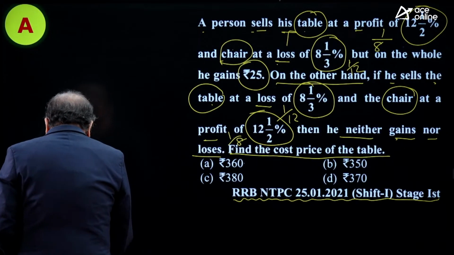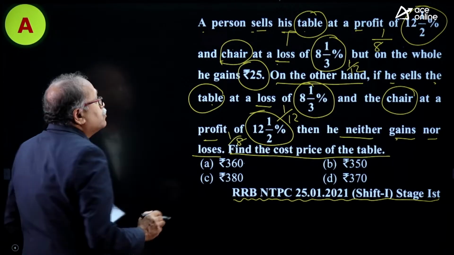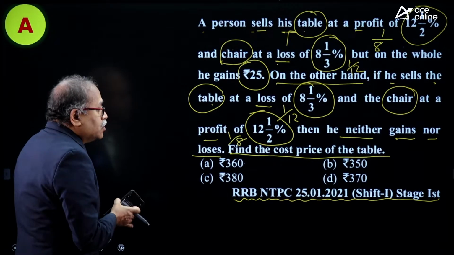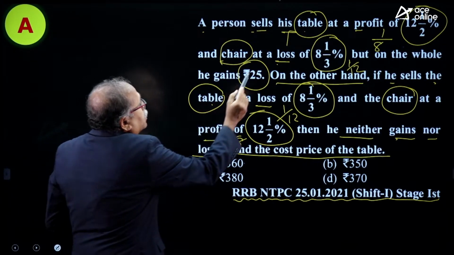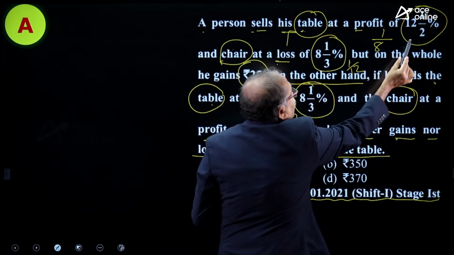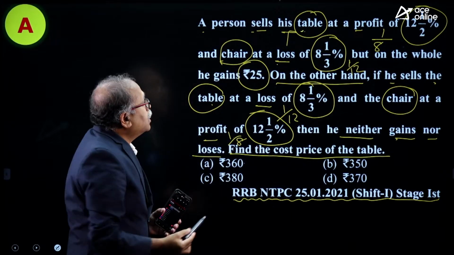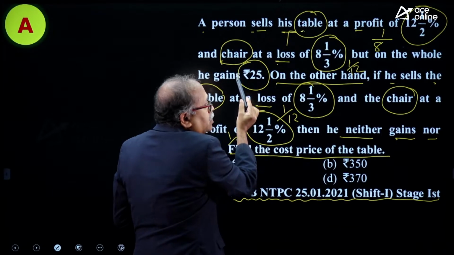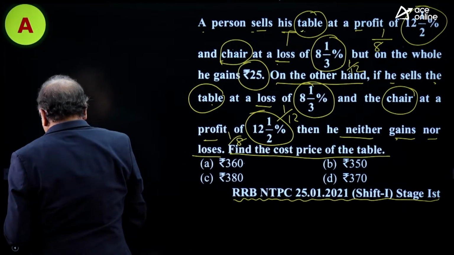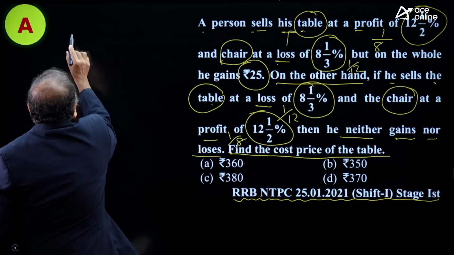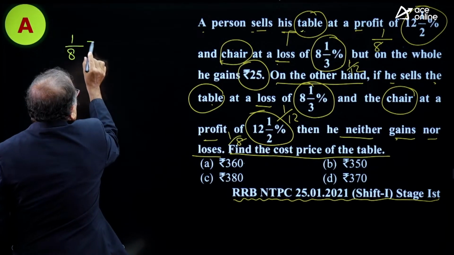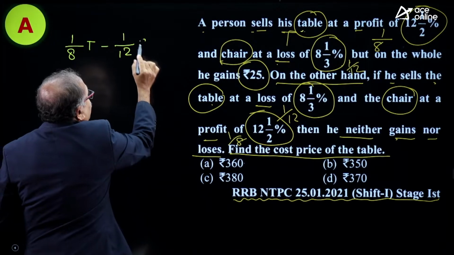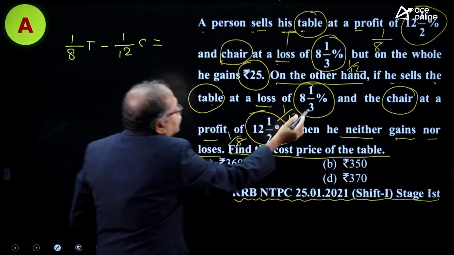So, okay, let's come. How do I do it? There will be two equations over here. So what is the one equation here? The table, 1/8 of the table, and there is a loss. What is that loss? 1/12 of the chair. So 1/8 of the table minus 1/12 of the chair, which is equal to, how much is that? 25.